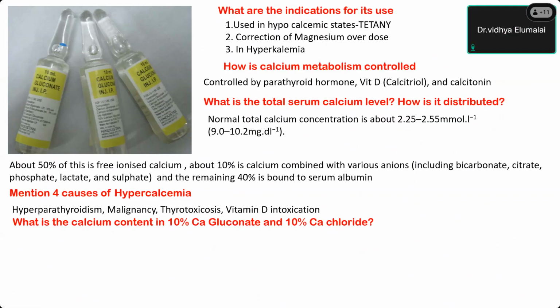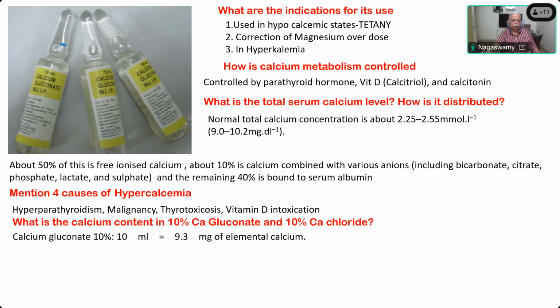It is higher in calcium chloride, sir. So 10% calcium gluconate, 10 ml contains 9.3 milligrams of elemental calcium, whereas calcium chloride 10 ml contains 27.2. Almost 3 times more calcium is present in calcium chloride compared to calcium gluconate. And this is a very common question asked in the exam.